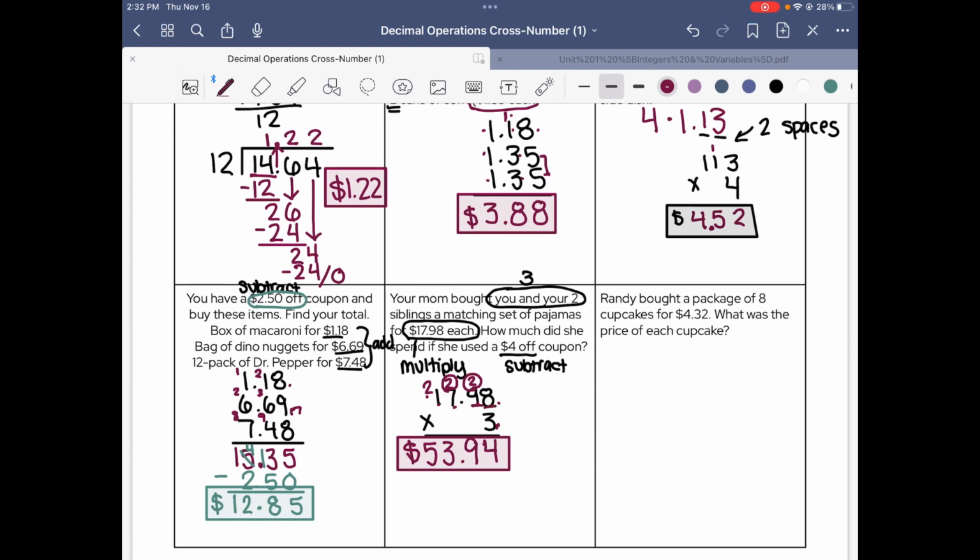And I don't think I did this correctly when I explained that the first time, so I'm going to repeat it. There are 2 numbers after the decimal place. So we're going to move the decimal 2 spaces. Boom. Boom.